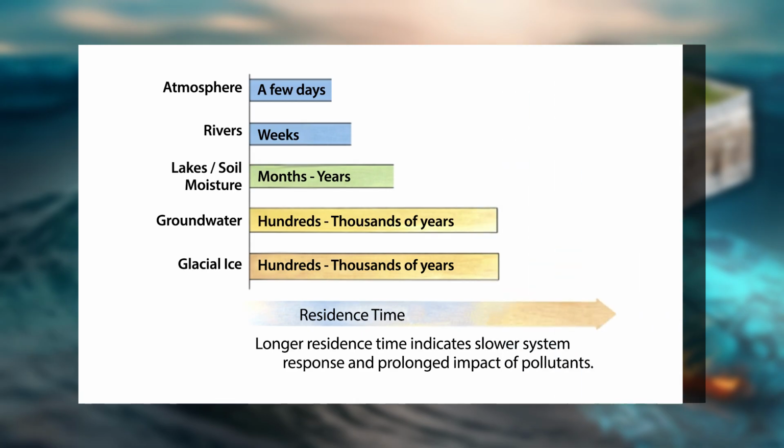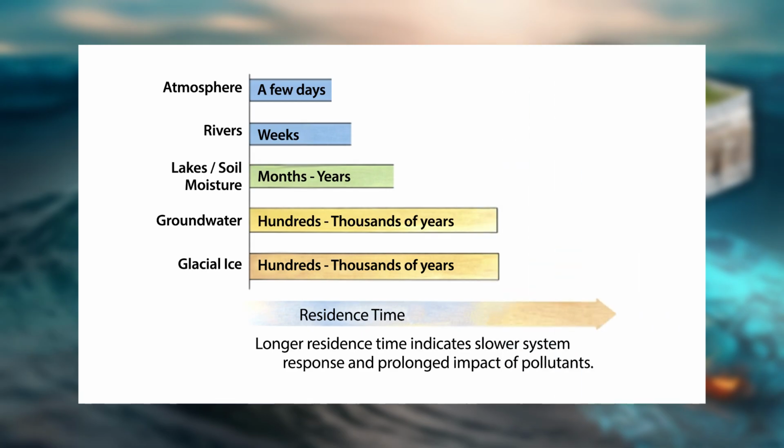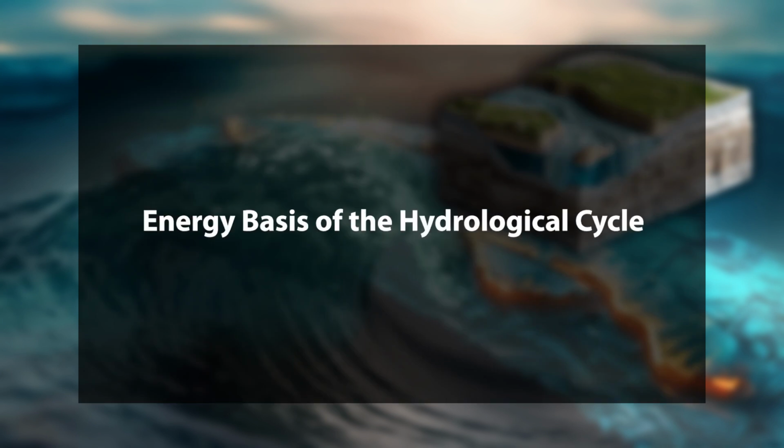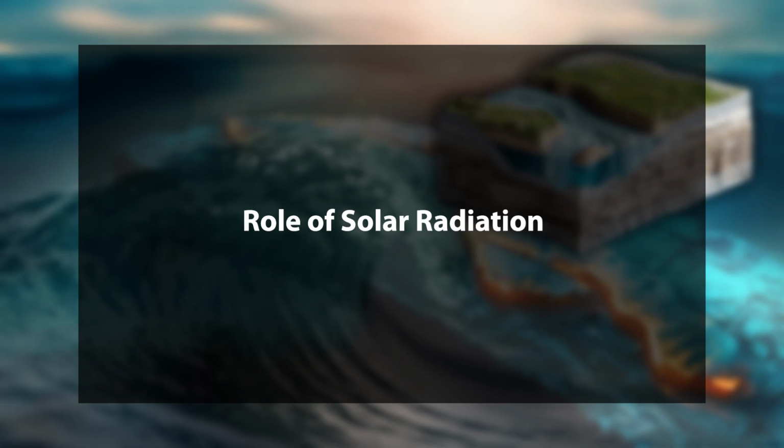Understanding residence time is essential for assessing water sustainability, predicting system responses to climate and human-induced changes, and evaluating the persistence of pollutants. Longer residence time generally implies slower response and prolonged impacts of contamination, while shorter residence time indicates rapid turnover and dynamic variability.